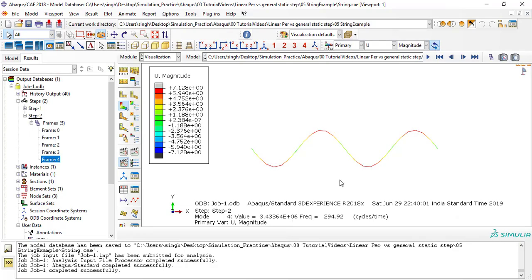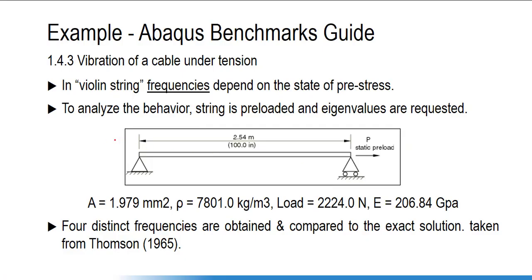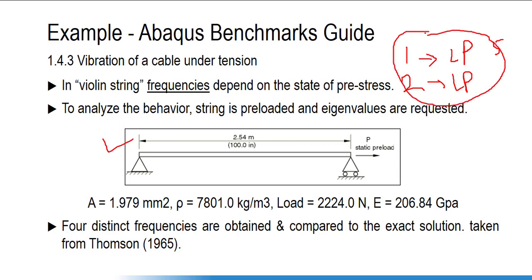Apart from that, I want to give a task to you. See here, this is my analysis condition, and if you are going to perform this analysis using linear perturbation steps, in the first step we have linear perturbation static analysis, and in the second step we have linear perturbation normal mode analysis, or you can say frequency analysis, where we find the natural frequencies. So will it work? If it works, it's good. If it does not work, you will get an answer in this video itself.